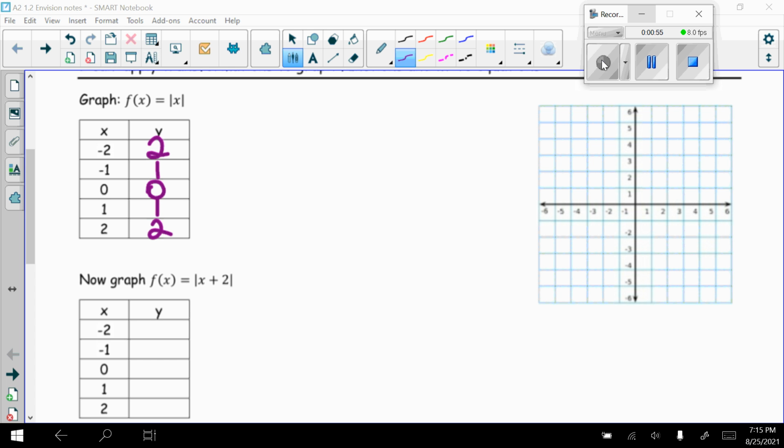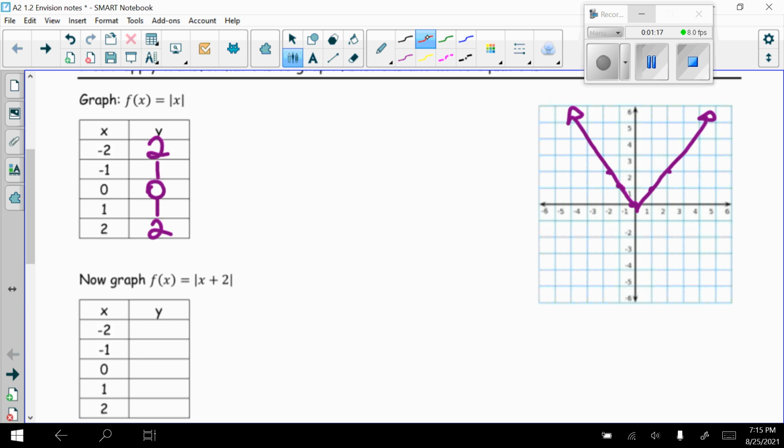Okay, so now we want to plot those points. So we're at 0, 0, 1, 1, 2, 2, -1, 1, -2, 2. We remember that absolute value is a V shape. Now we're going to switch colors.